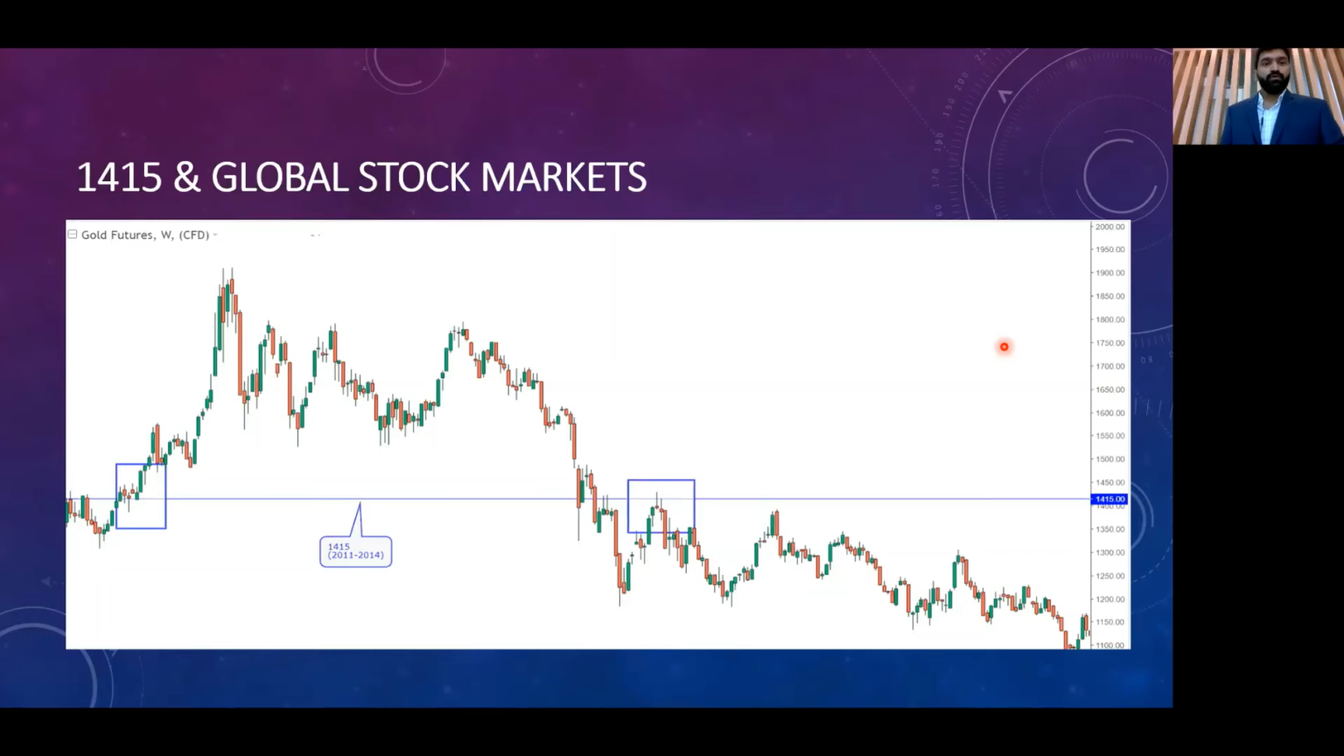Check out the gold futures weekly chart on COMEX. From 2011 to 2014, the 1415 line, I'm drawing it here. And you can see many a time it just took support from that level. It bounced back quite a bit, almost to the 1900 levels. Then again, it got tested here. It came back crashing down, tested here, could not sustain, and came back to sub-1100 levels.